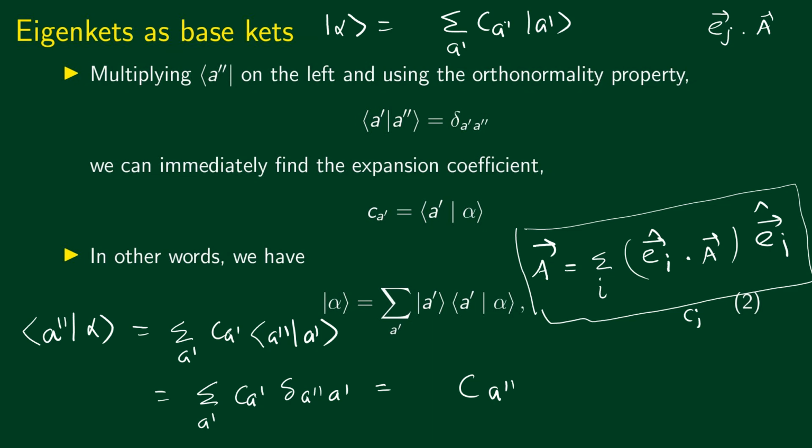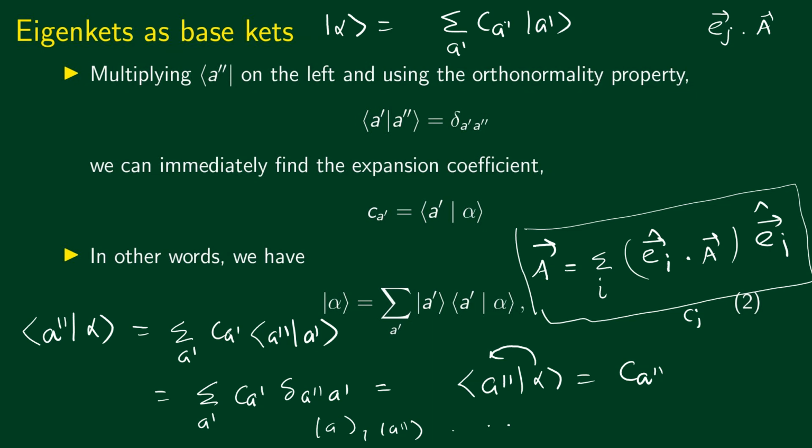So what do we have here? We found that bracket a double prime alpha is equal to C a double prime. What is this? This is the expansion coefficient of alpha in the direction a double prime. So this is the expansion coefficient, or the component of alpha in the direction ket a double prime. These are base vectors, ket a prime, ket a double prime, etc. And what does this say? This gives you the component of ket alpha in the direction ket a double prime, in the direction of this unit vector.